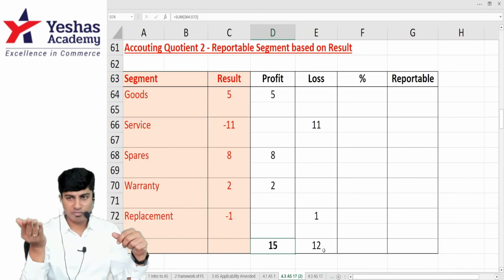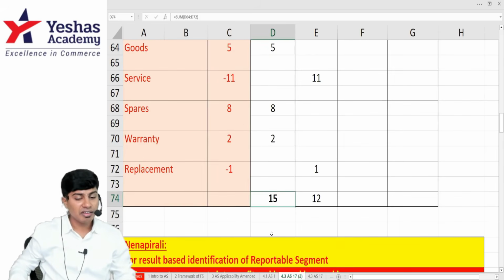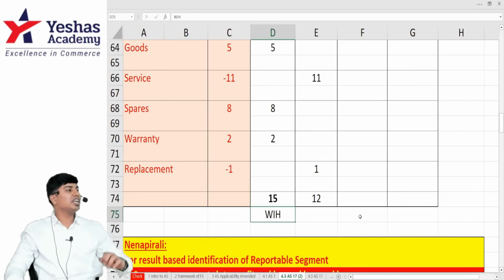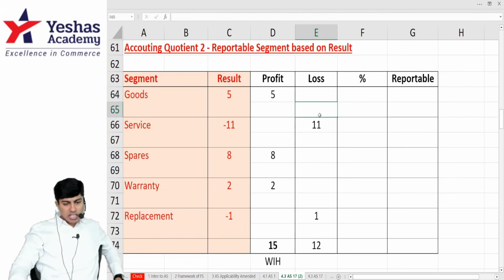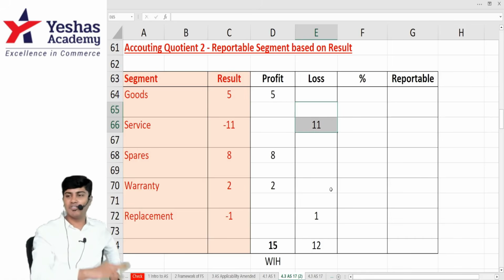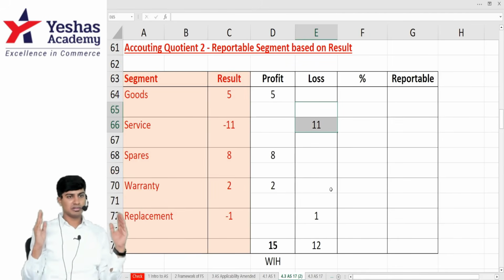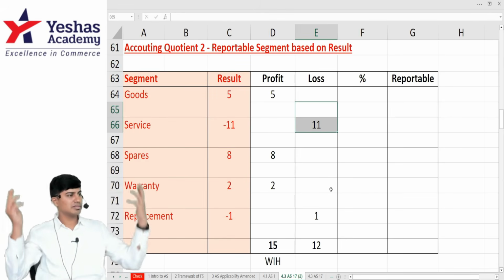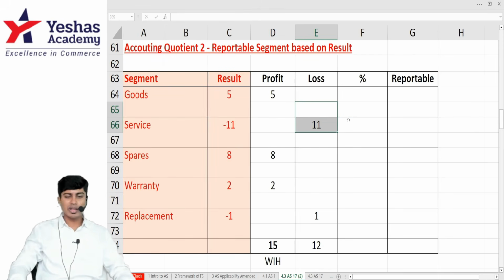Total profit is how much? 15. Total loss is how much? 12. Whichever is higher is 15. So 15 is going to be the denominator for everything. Sir, if it is loss, should I do minus 11 by 15? No. 11 by 15. It doesn't matter whether it is profit or loss. We have to think there is a modulus symbol. Modulus means minus is plus, plus is also plus. Ignore the negativity. Understood?